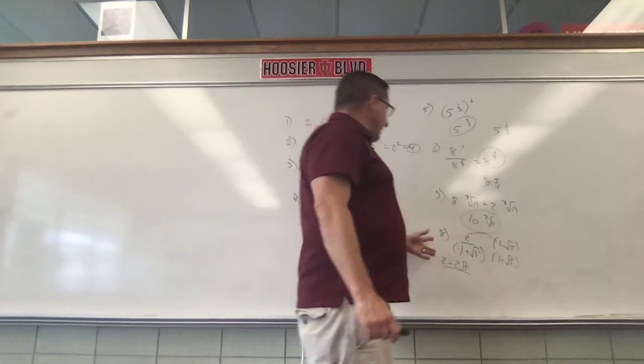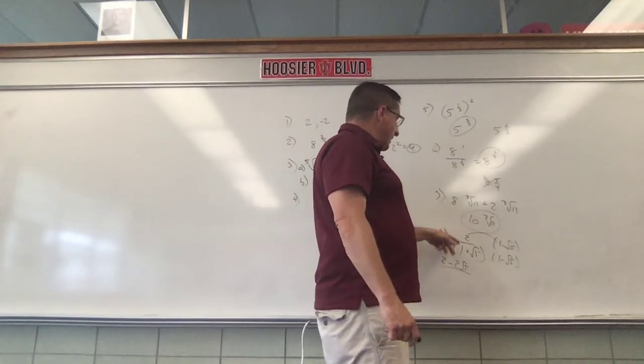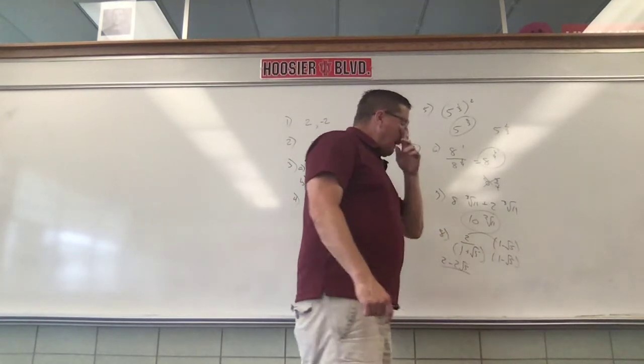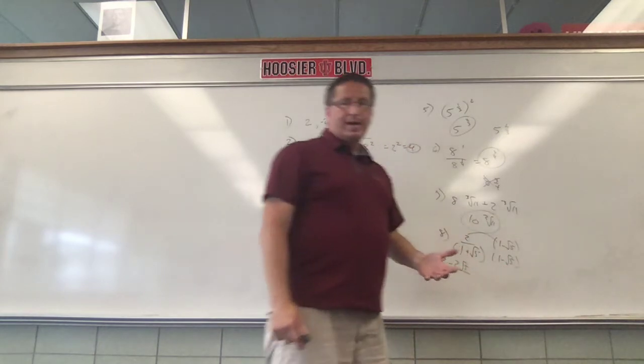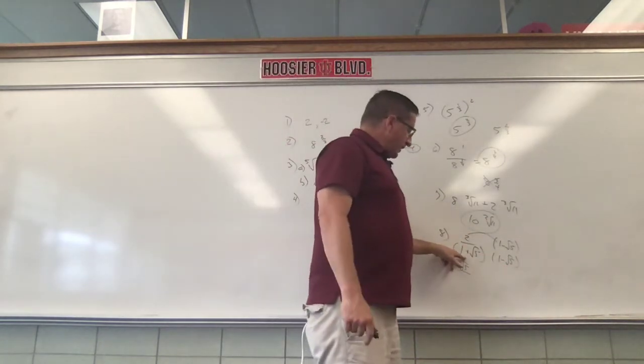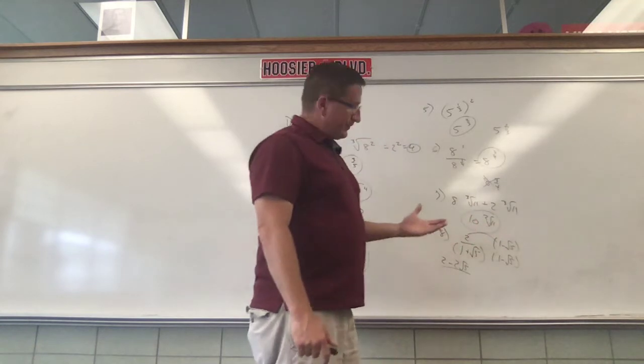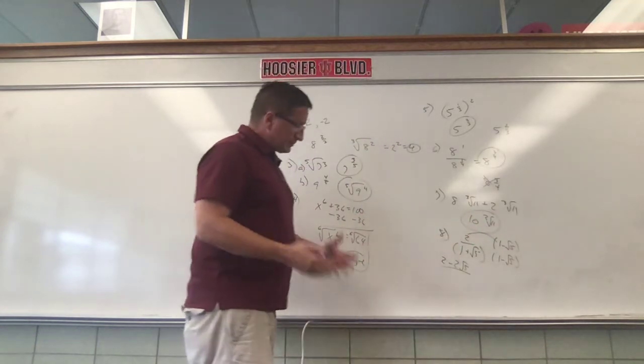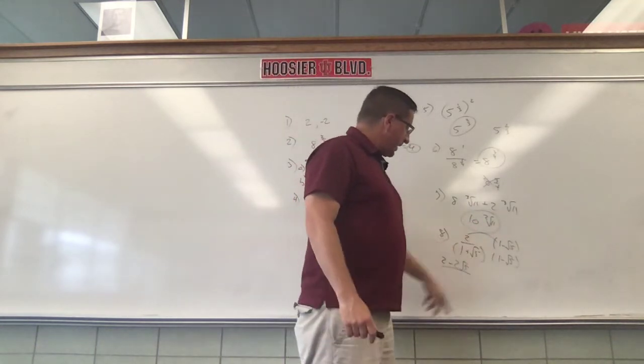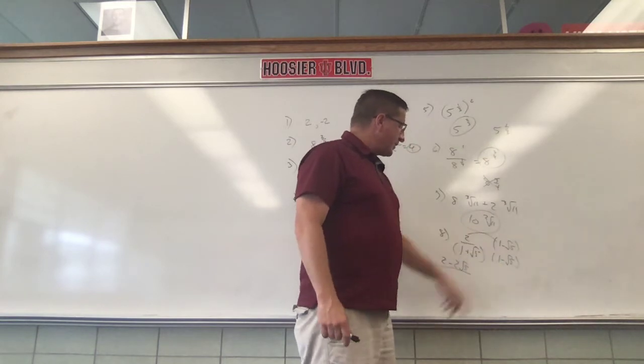All right, so number 8, they had to rewrite without radicals on the bottom. So we had 2 over 1 plus radical 5. We times the top and the bottom by the conjugate of the bottom. The conjugate of 1 plus radical 5 is 1 minus radical 5. Remember, conjugate's kind of like the opposite, but all you do is change the sign in between them, okay? So we times the top and the bottom by 1 minus radical 5.